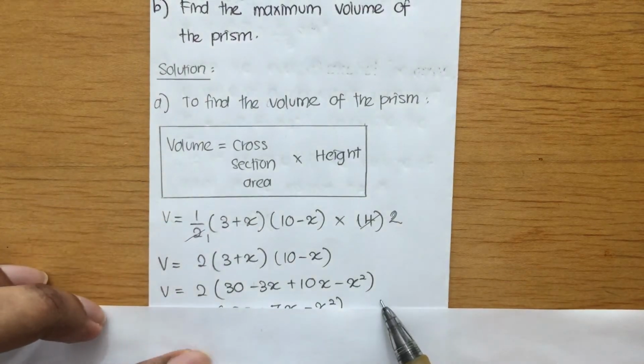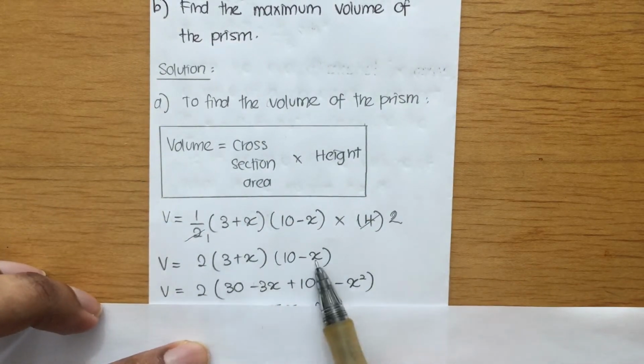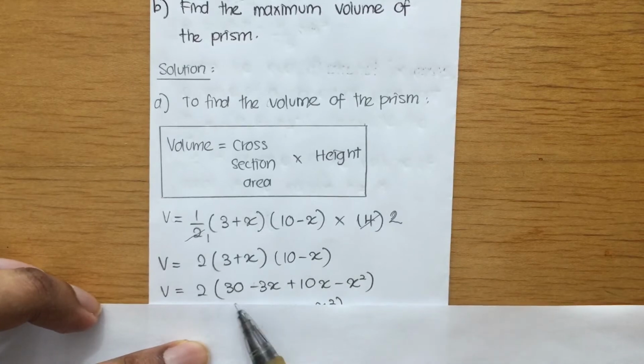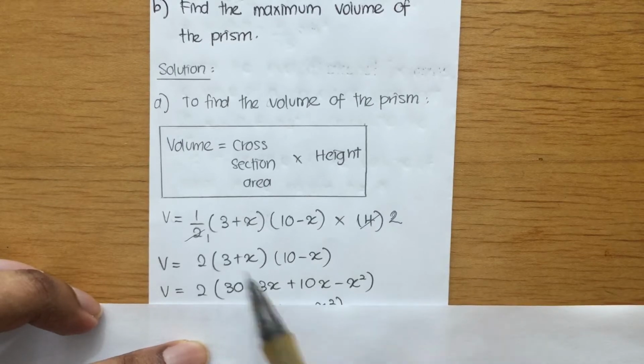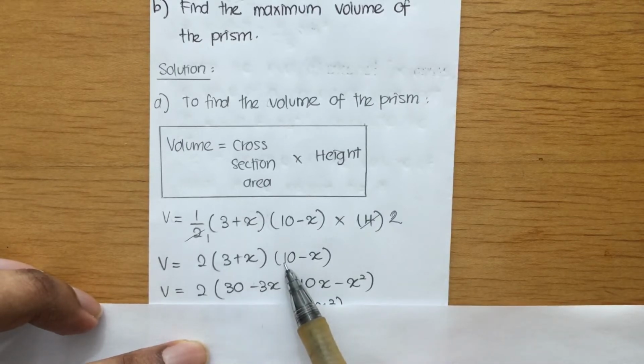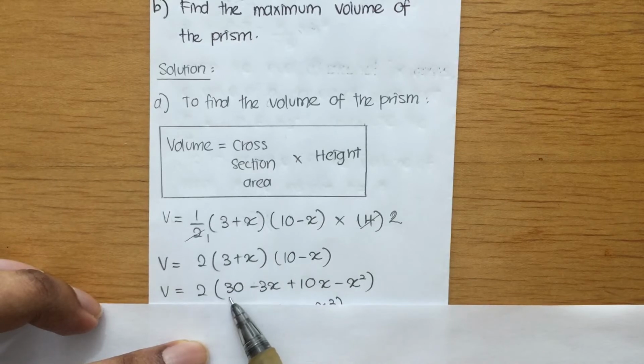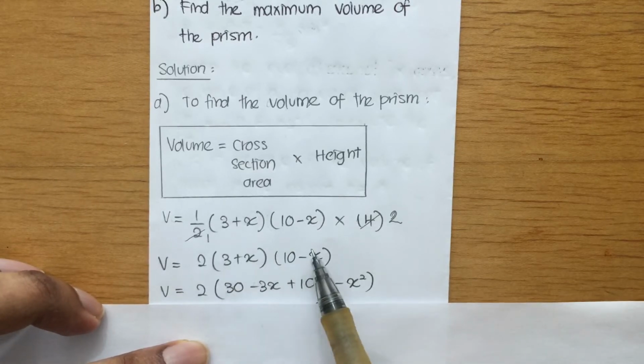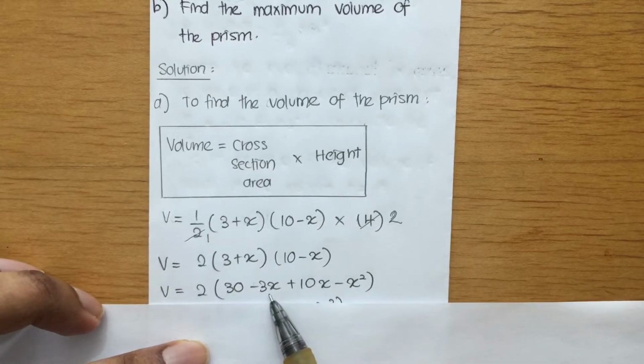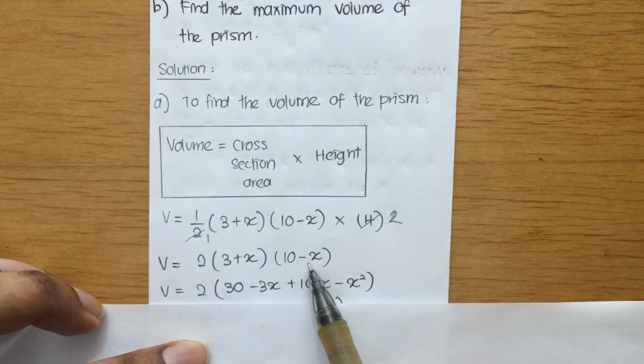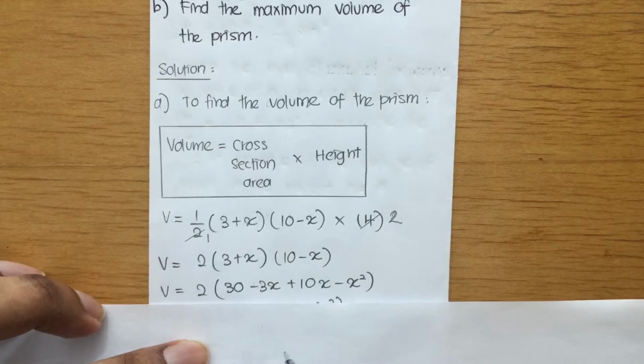Okay, for the next step, we expand the 2 brackets respectively. So from here you get 30 minus 3x plus 10x minus x squared. So this is the basic expansion. So 3 times 10, you get 30. 3 times negative x, you get negative 3x. X times 10, you get 10x. X times negative x, you get negative x squared.